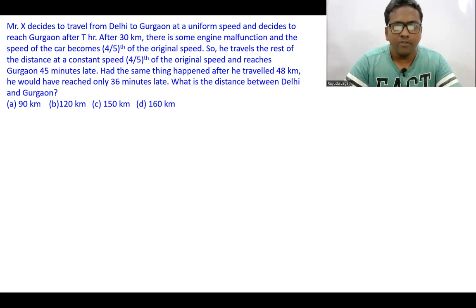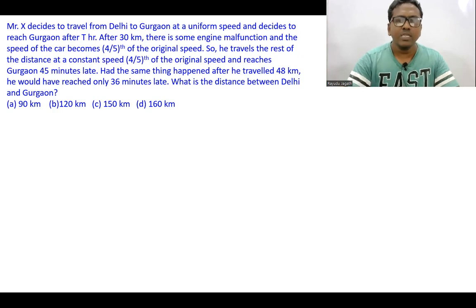So delayed time is 45 minutes because of that malfunction of the car. Had the same thing happened after he traveled 48 kilometers, he would have reached only 36 minutes late. What is the distance between Delhi and Gurgaon? Okay, here I try to solve the question by using ratio method.